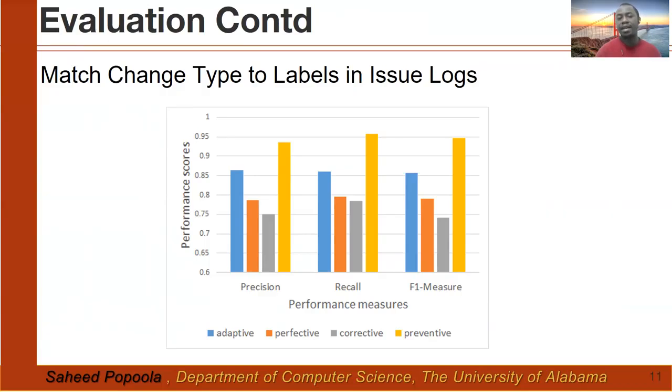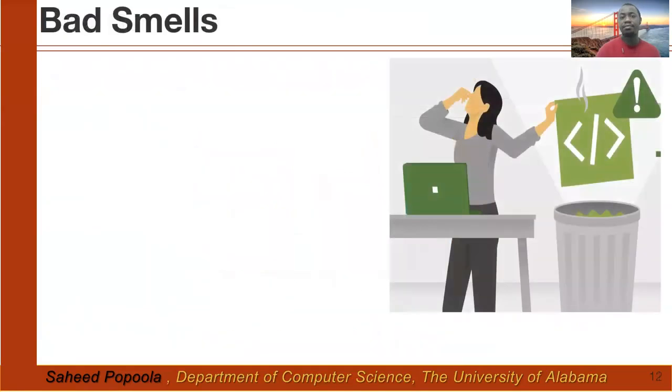After my experiment, I found out that we have a very high F1 measure. The lowest score we actually had was more than 70, so around 73% F1 measure for the corrective tasks. But for the preventive tasks, we have close to 95% F1 measure score. So this shows we got a very good result on our classifier.